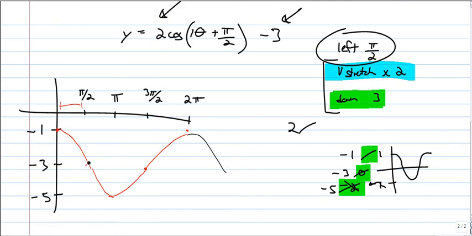well, this guy here is going to move right here. This point here is going to move right here. This guy here, left pi over 2, puts it right here. This guy here, left pi over 2, puts it here. This guy here, moving it left pi over 2, puts it here. So we have our new curve.